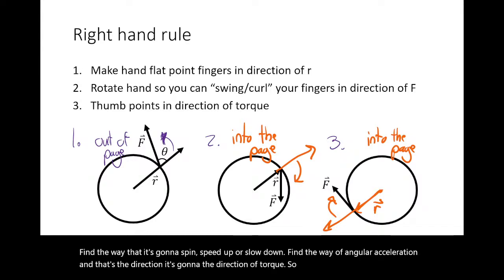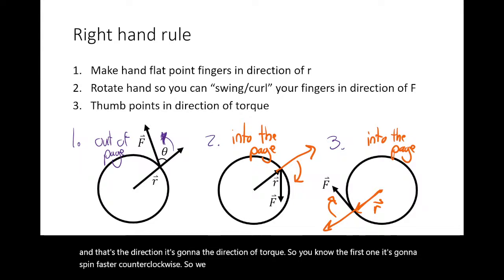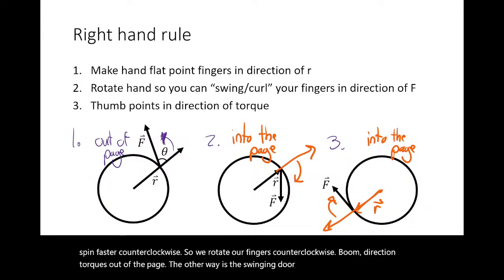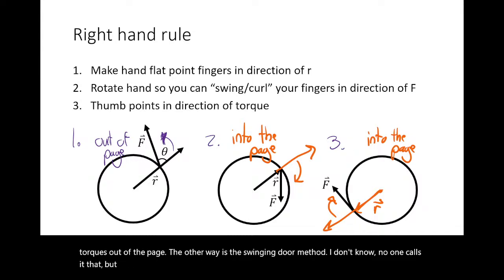So the first one, it's going to spin faster counterclockwise. So we rotate our fingers counterclockwise. Boom, direction of torque's out of the page. The other way is the swinging door method. I don't know, no one calls it that but me. You put your fingers in the direction of R and you swing it towards F, kind of like a swinging door. So, just practice these real quick.